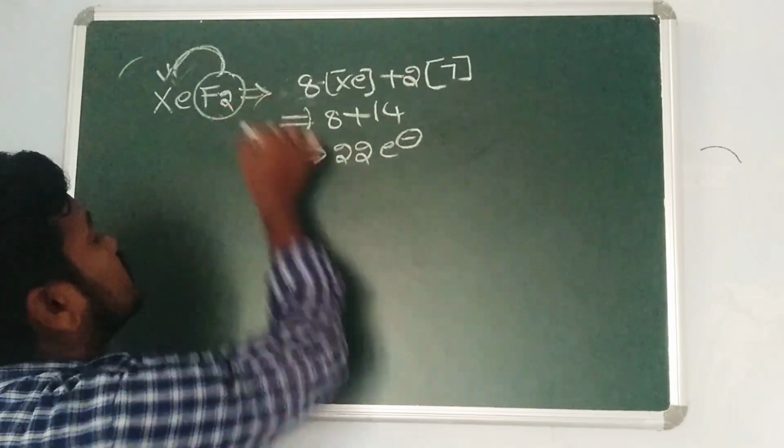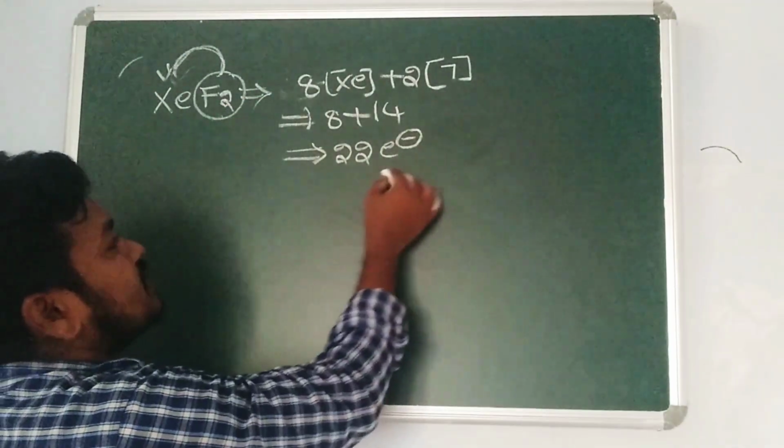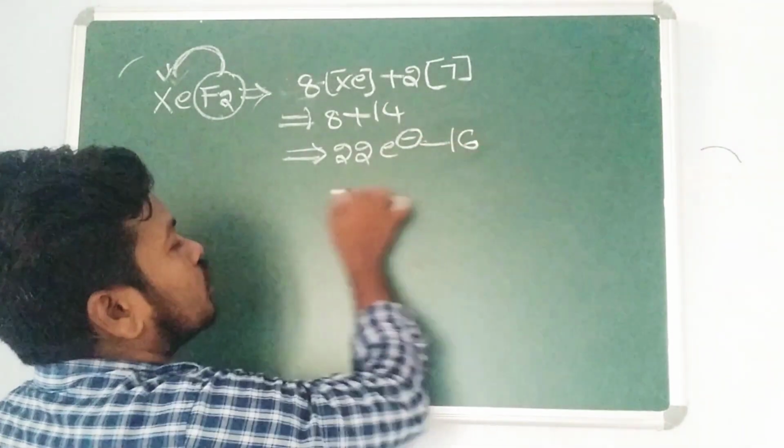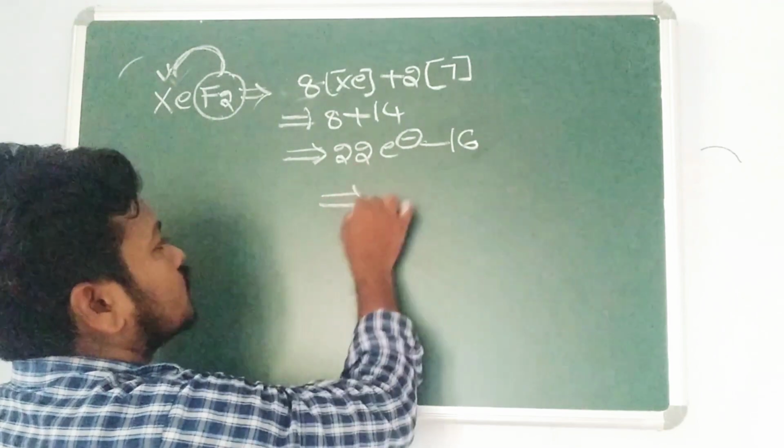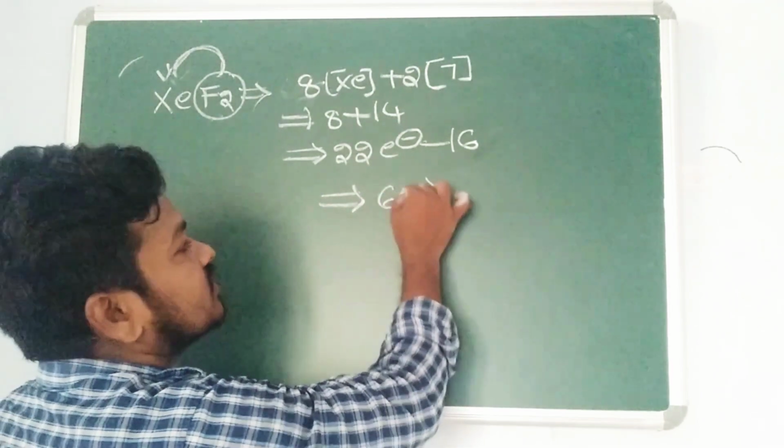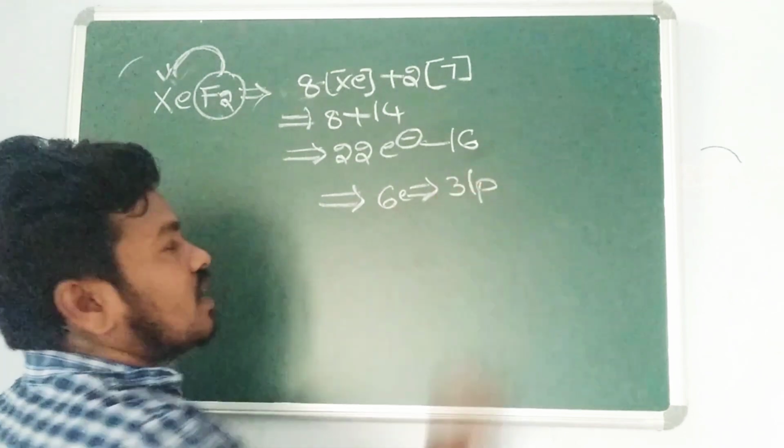So here, 2 fluorines, so 8 times 2 is equal to 16. Then 22 minus 16 is 6, which is nothing but 3 lone pairs present.